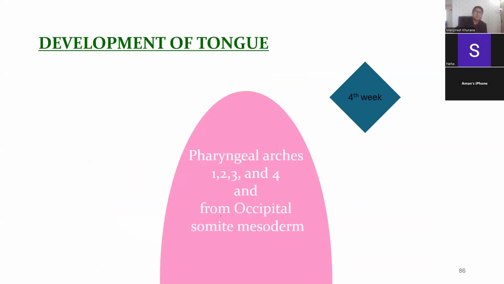Now, development of tongue is very important because there are a lot of questions related to the development of tongue. So we'll discuss this a little bit slower and we'll understand. In the development of tongue, we have the involvement of first arch, second arch, third arch, fourth arch, and some of the occipital somite mesoderm. Let's see what it is.